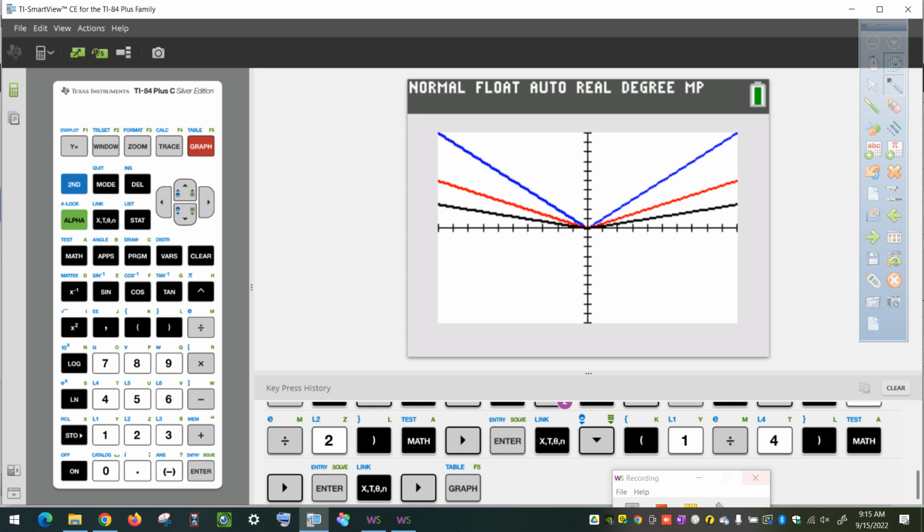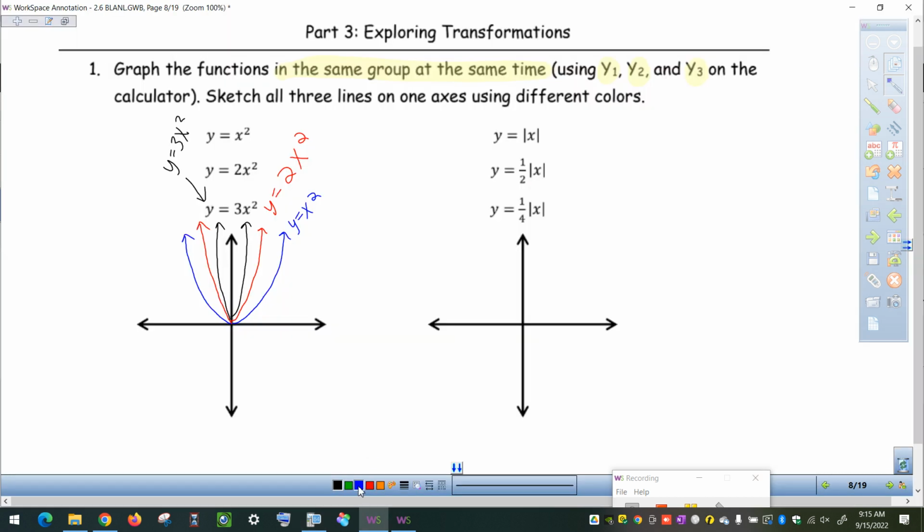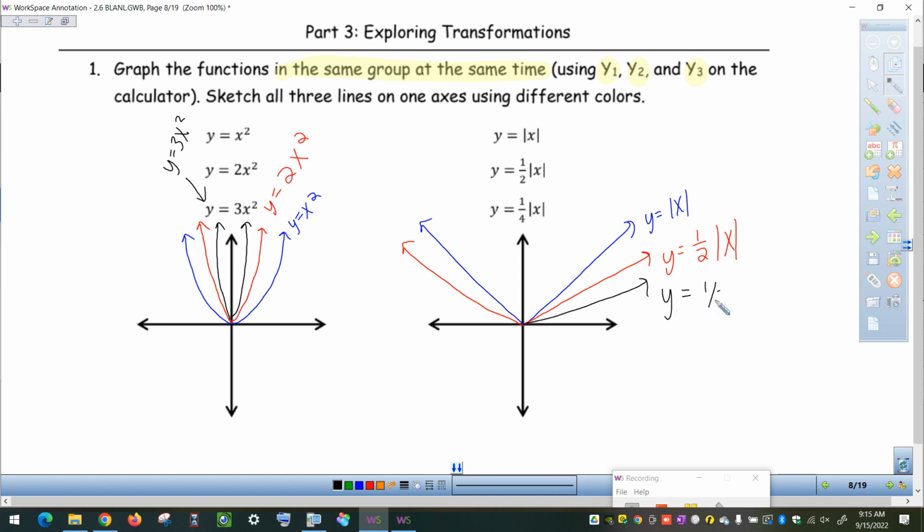So let's take a look at copying that onto our paper. So I'm going to start with just the original absolute value x and label that. The second one with the 1/2 in front, I saw that that got wider. It's the same V shape, it's just a wider V. And then the last one, the one with the 1/3, is even wider.